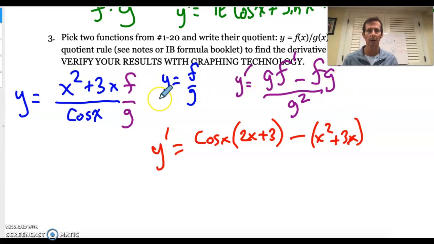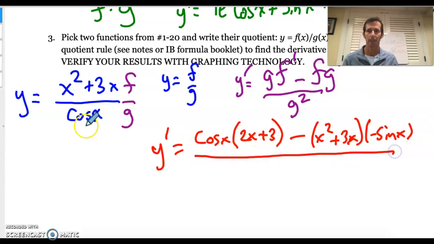So again, I'm going to use parentheses because I'm subtracting this whole expression. And then the derivative of the bottom, well, the derivative of the bottom is negative sine x. And again, I'm going to use parentheses so I don't think I'm subtracting, because I'm not, because this is multiplying these two. So they're in parentheses to indicate multiplying all over the bottom squared. And if I square cosine, it's cosine squared x.